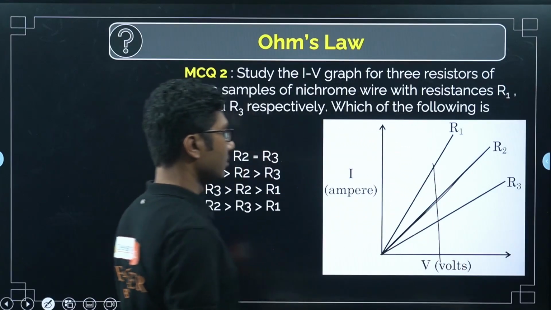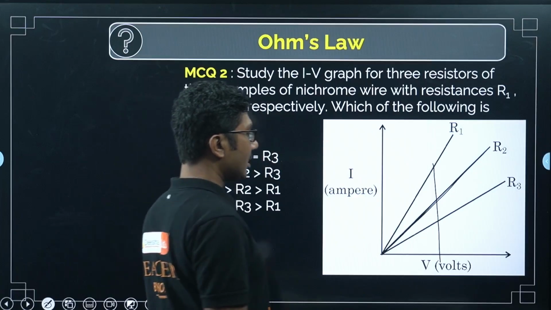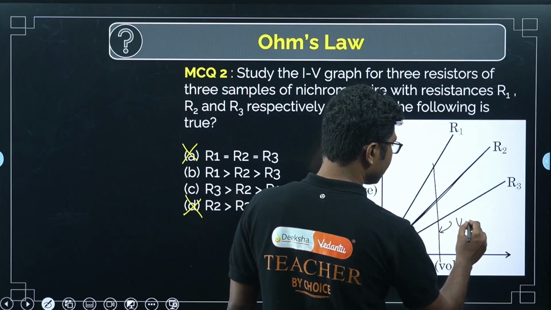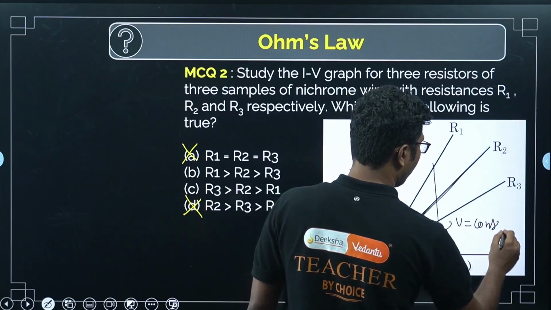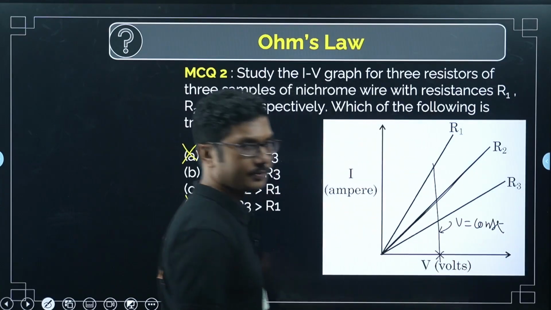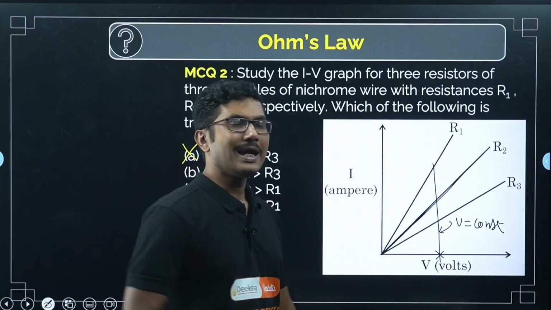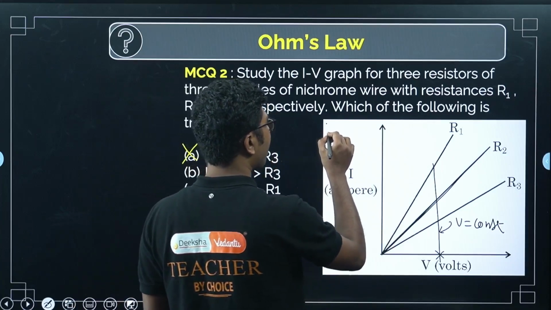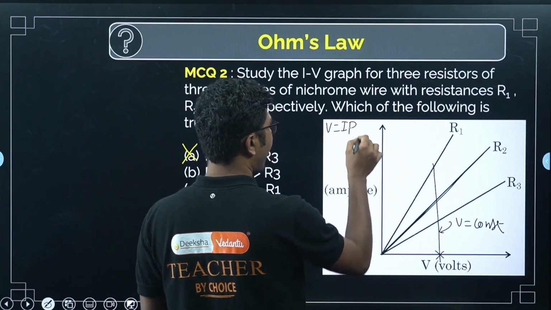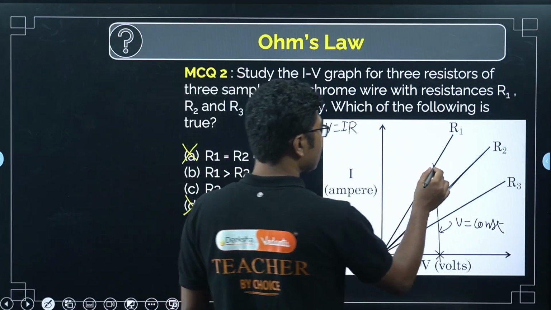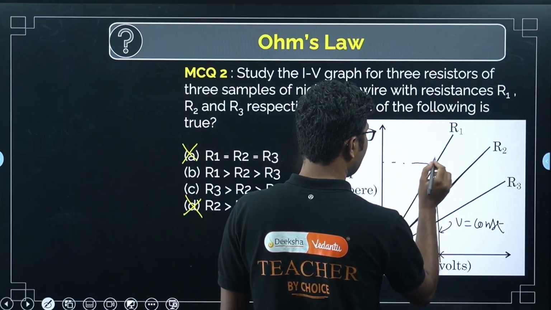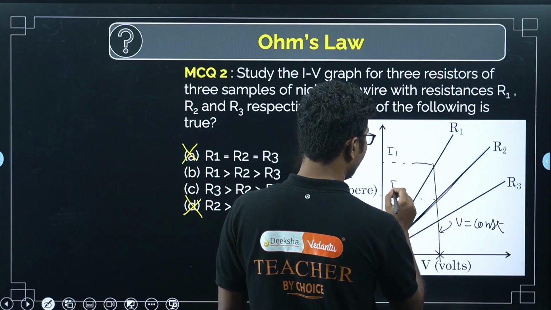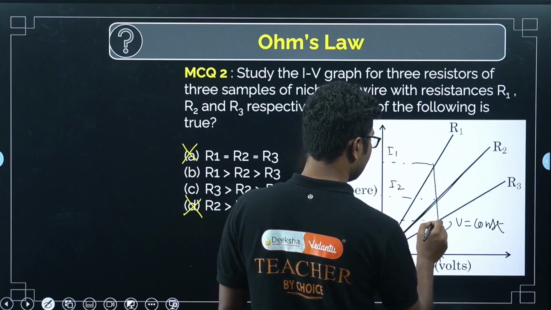You can do it like this also. Now this is the perpendicular that we have drawn, so along this line voltage is constant. The constant value is this. Now we will check how the current is changing for this constant voltage, and then we will use our knowledge V is equal to IR. So what is the current here? Suppose this current is I1, this current is I2, this current is I3.